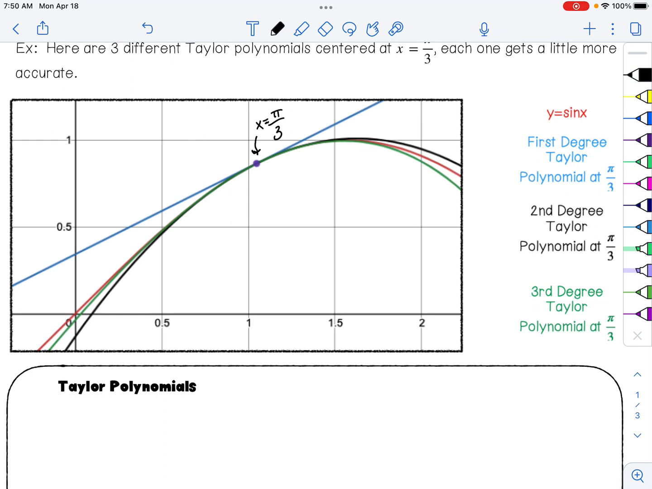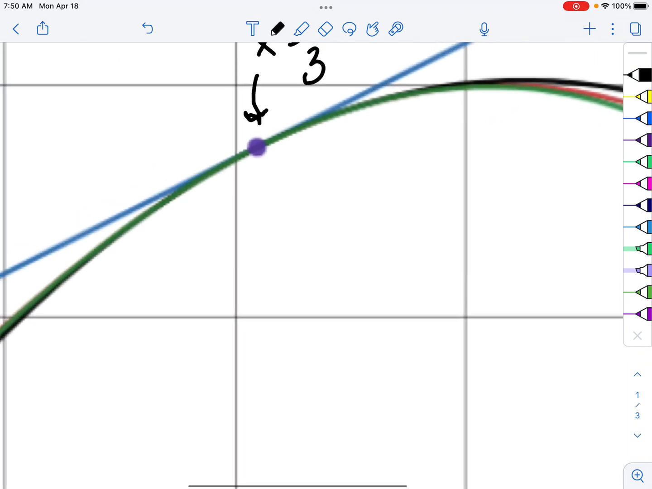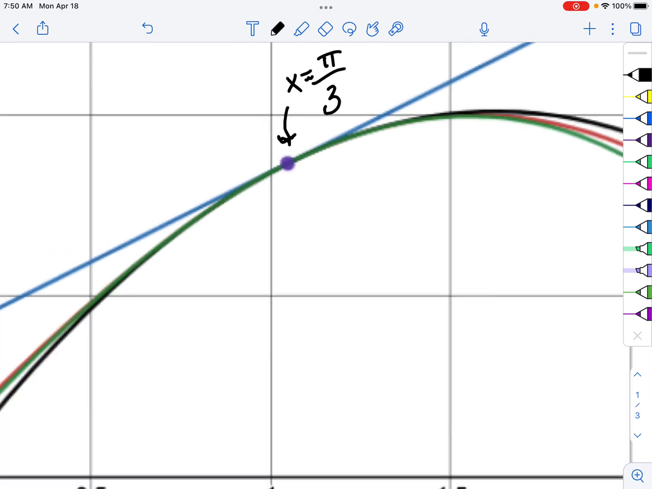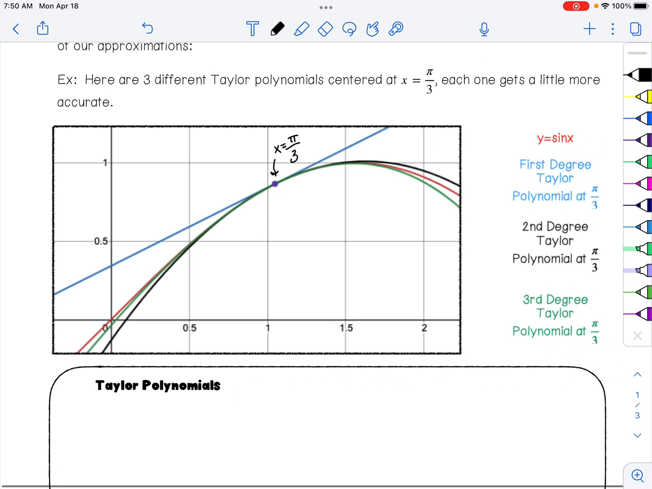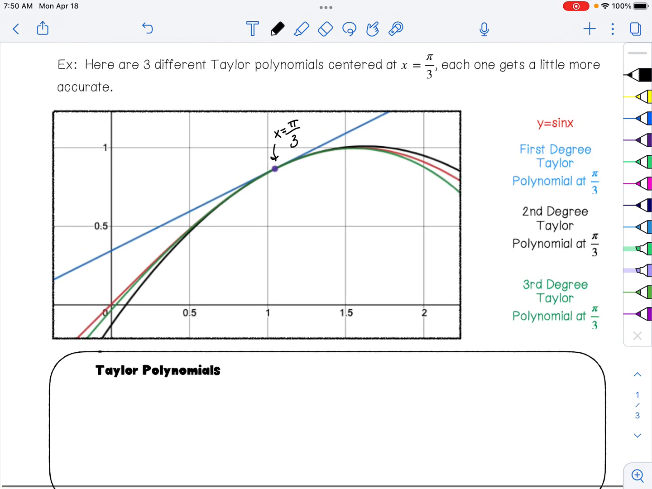It's hard to see because of the quality of the image, but you can't even see the red y equals sine of x curve underneath some of these Taylor polynomials. So the blue line is the same as the blue line above. It's your tangent line approximation, the first degree Taylor polynomial. So it's a straight line, and there's a lot of gap between the red curve and the blue line. The black curve is a second degree polynomial. It's a parabola centered at pi over 3 for the approximation.